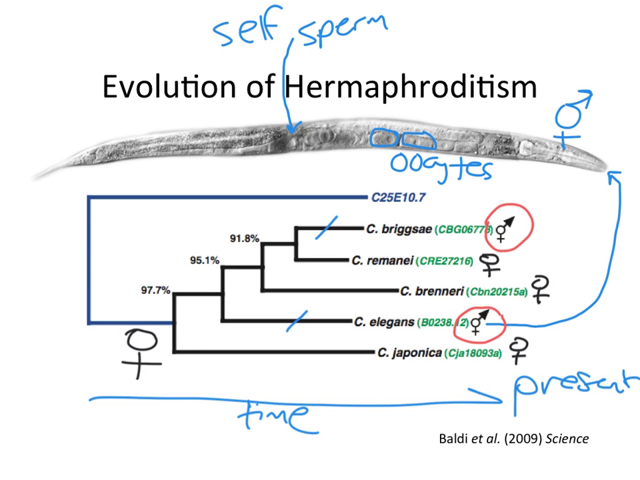Did evolution repeat itself? Or were there separate ways to evolve the same trait? So are the mutations that allow hermaphroditism in C. briggsii totally different mutations to different genes than the solutions C. elegans found to the problem of evolving hermaphroditism?